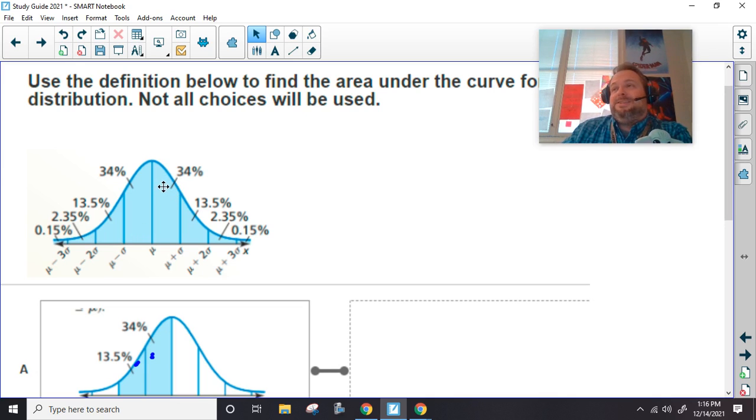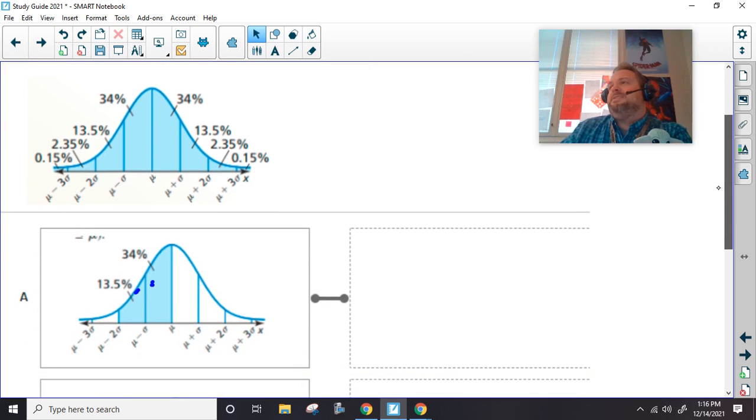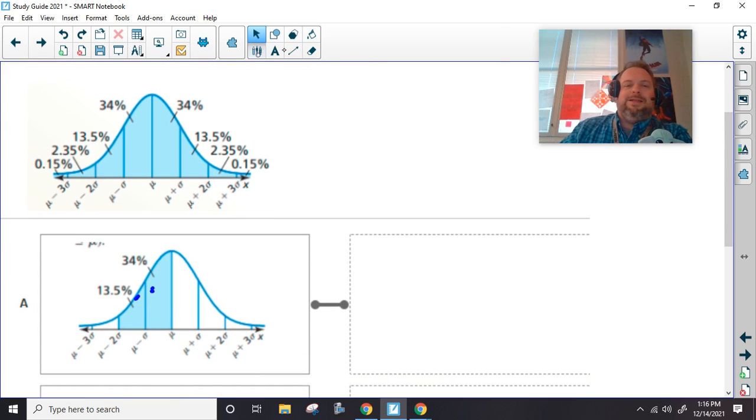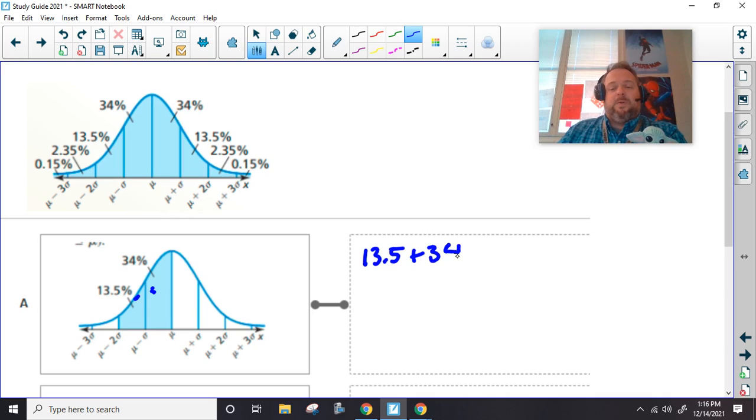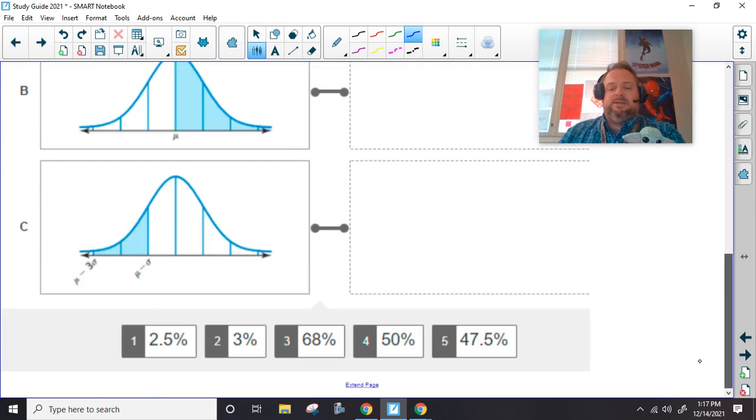So now this part is still going to be there on the final. This is part of that statistics stuff that I said we're learning today. So you basically add these two sections. Somebody says, I don't know what those things on the bottom mean. You don't need to know that right now. That has nothing to do with the question. So I'm going to add 13.5 plus 34 and get 47.5%, which is choice 5.